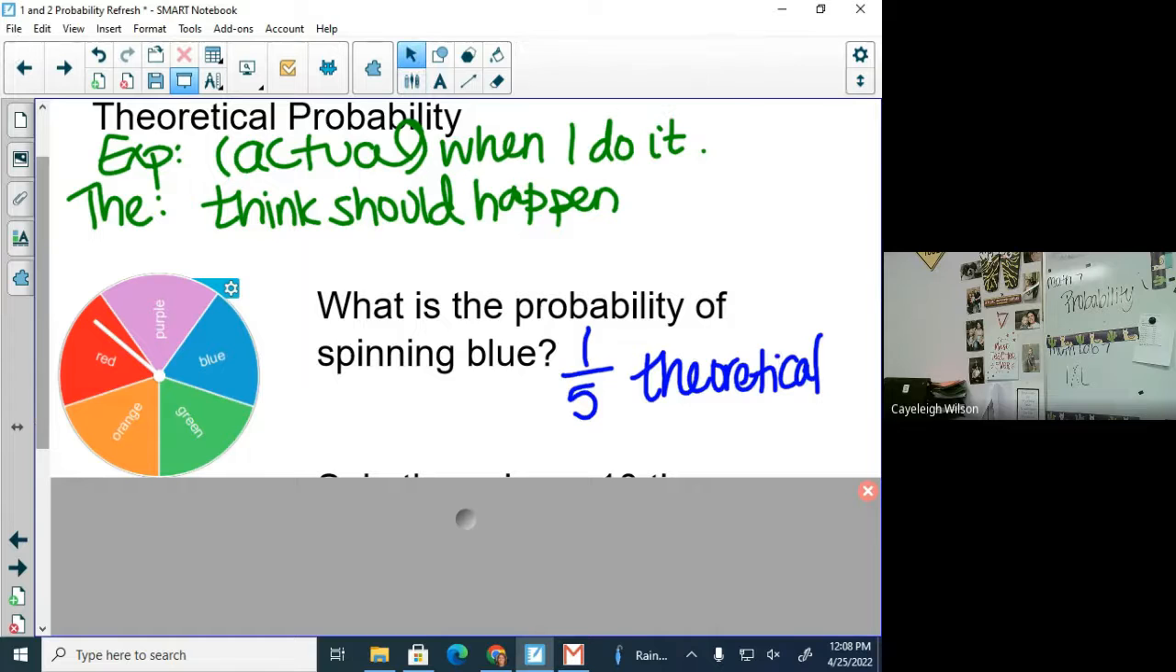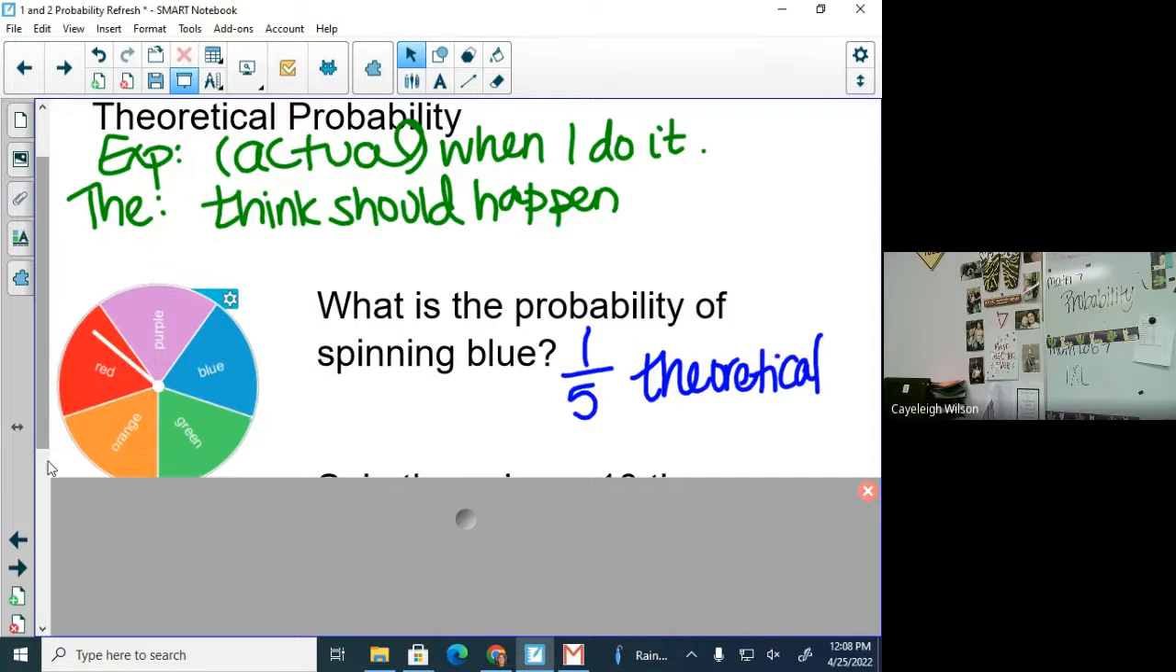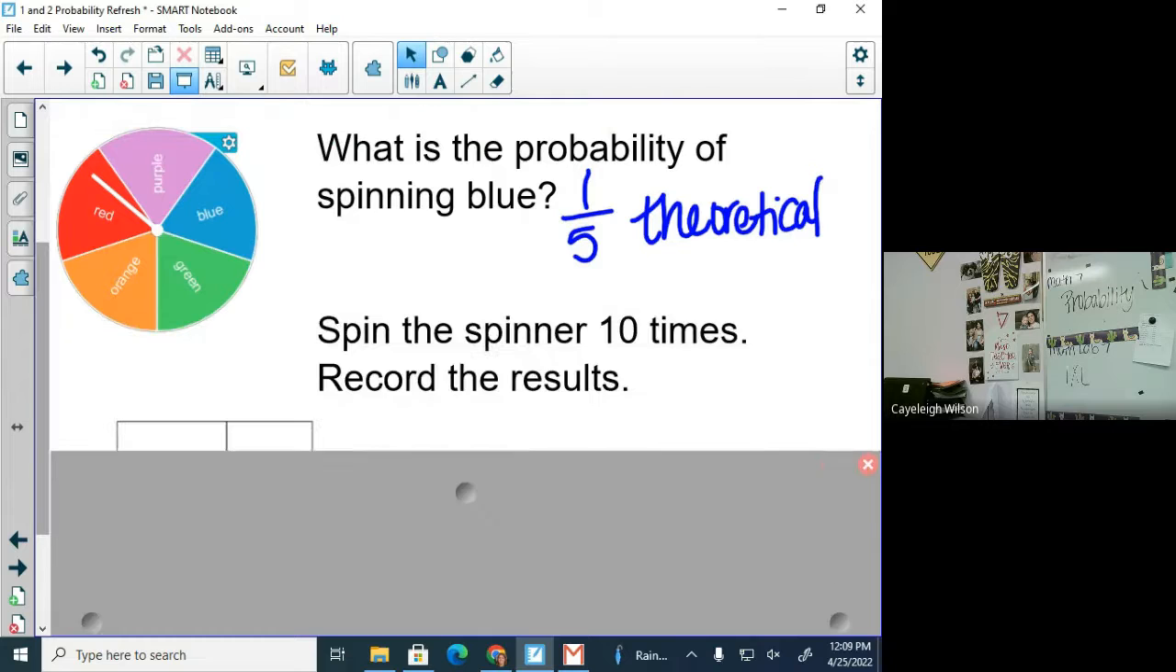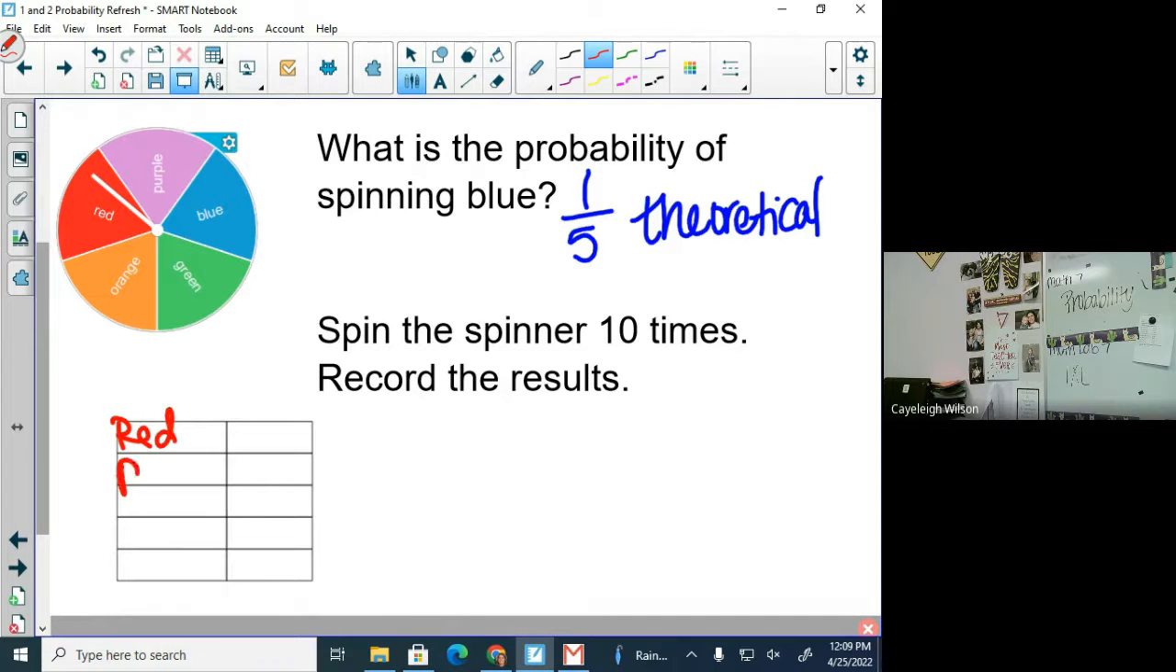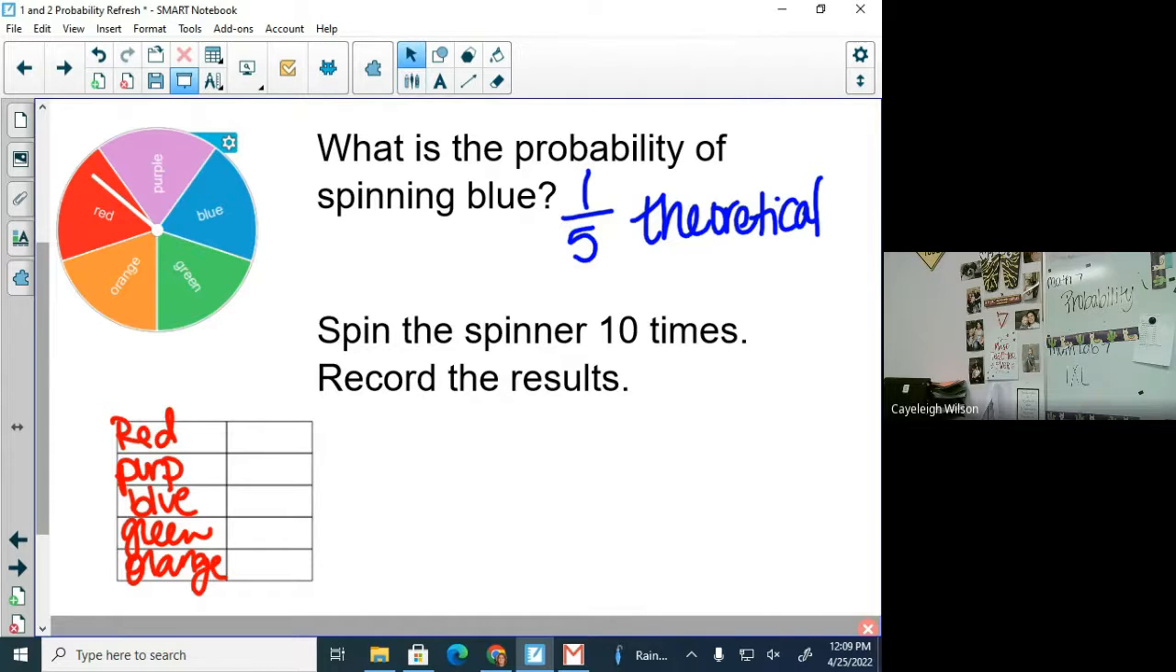Okay, now, moving on to this next part here, it actually says spin the spinner 10 times and record your results. So that's what we're going to do. So I'm going to label mine here. So red, purple, blue, green, orange. Okay. All right, so here we go. We're going to spin it 10 times, and I hope that it's going to be the same. Okay, spin number 1. Blue.